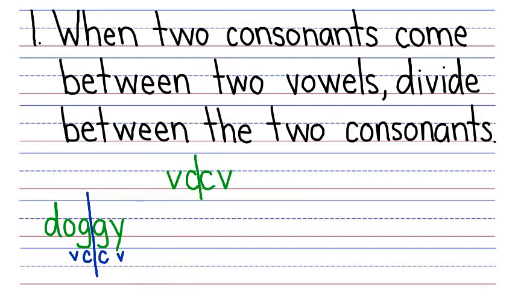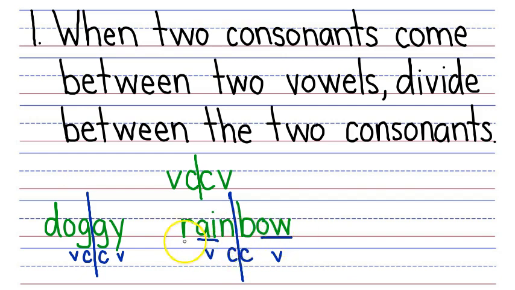Another example here is the word rainbow. Rainbow is spelled with an R that says R, an AI that says A, an N that says N, a B that says B, and an OW that says O. So where are our vowels here? Well, we've got AI as one of our vowels. We've got OW as another one of our vowels. And what's going on between those vowels? We have two consonants. So we have a VCCV pattern again. And when two consonants, the N and the B, come between two vowels, the AI and the OW, divide between the two consonants. So we make a syllable division right here. And you end up with a vowel team syllable, rain, followed by a vowel team syllable, bow. Rain, bow.